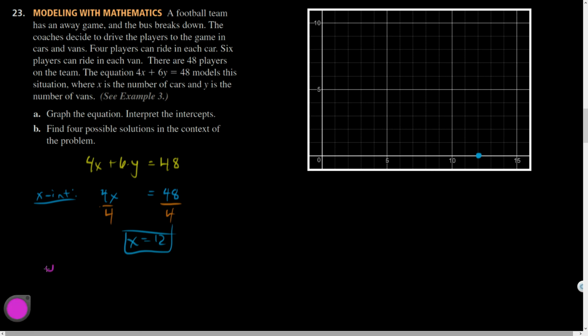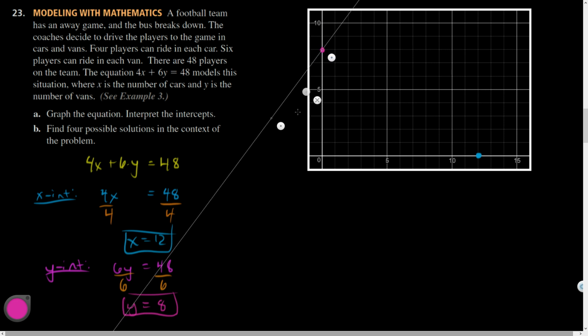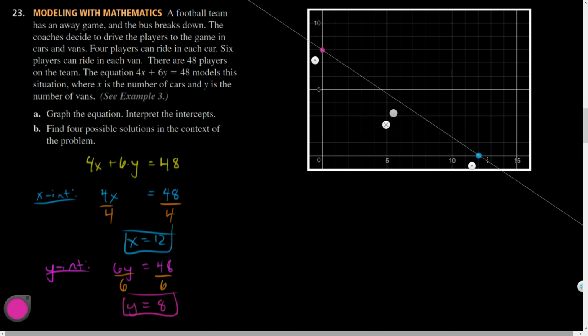Now find the y-intercept. I'm going to plug in 0 for x. So here I'd have 0 plus 6y equals 48. Divide both sides by 6, and I get y equals 8. So here is 0, 8. And so let's graph our possible outcomes. And technically, notice I've only got my graph highlighted significantly in the first quadrant.